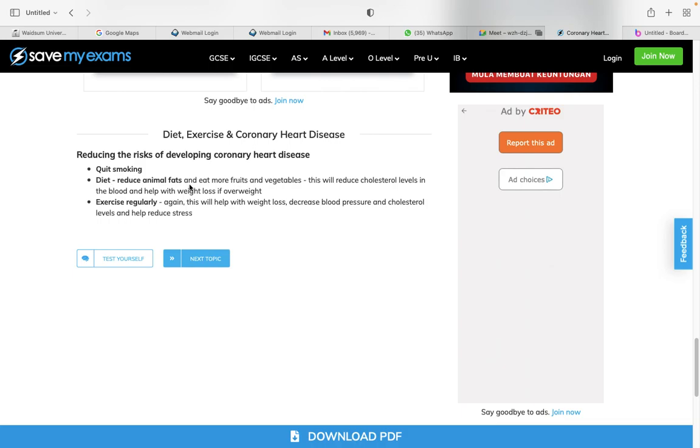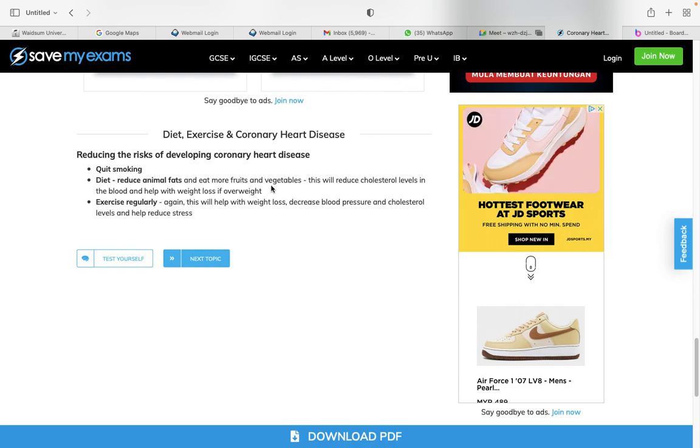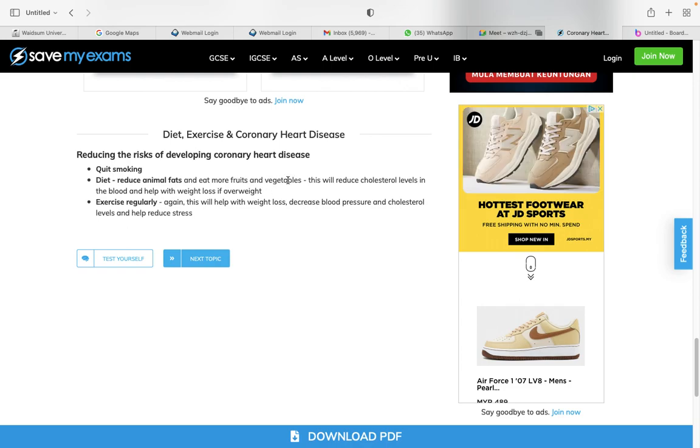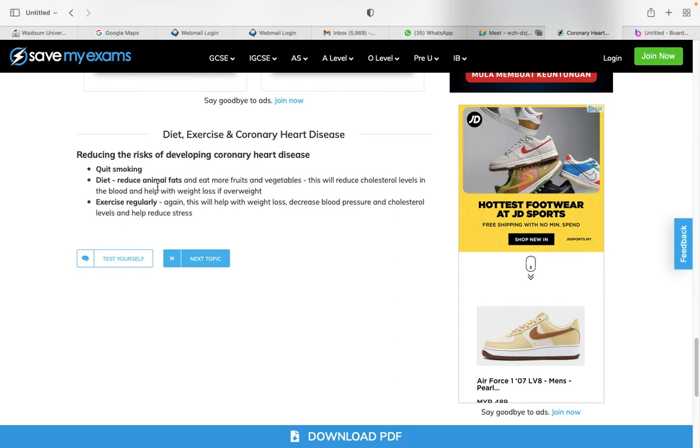Then your diet: reduce animal fat, like momo, like fatty food. Eat more fruits and vegetables. Make your food more fruits and vegetables. This will reduce the cholesterol level in your blood and helps you with weight loss. You will not be overweight. So please eat more nuts, fruits, vegetables, green vegetables, oranges, cucumber, watermelon. Take those things at intervals and drink a lot of water.